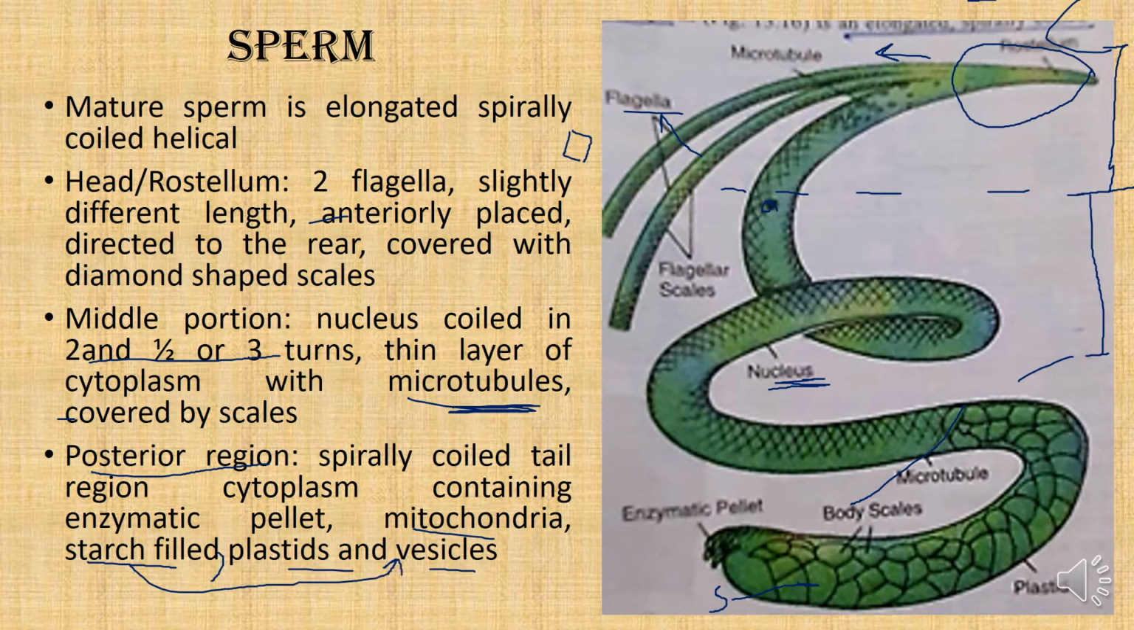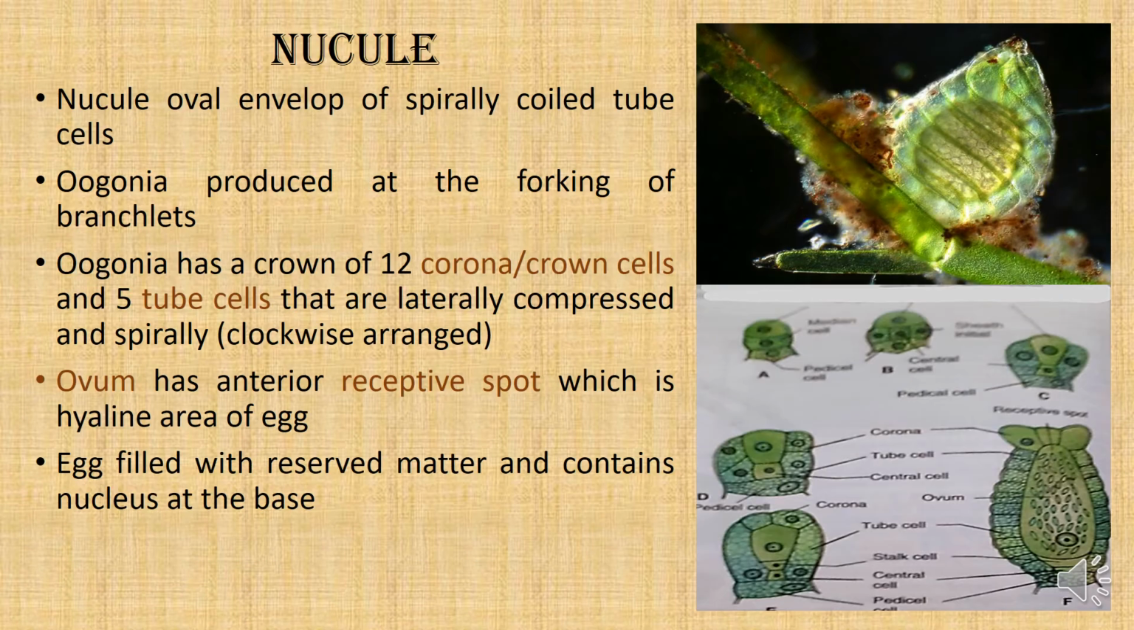I've written a wrong thing. So there is plastid, but the starch is filled in the vesicles, and they also have a rudimentary enzyme pellet in the posterior portion. So this is the enzyme pellet, this portion. So this is how the sperm structure looks.